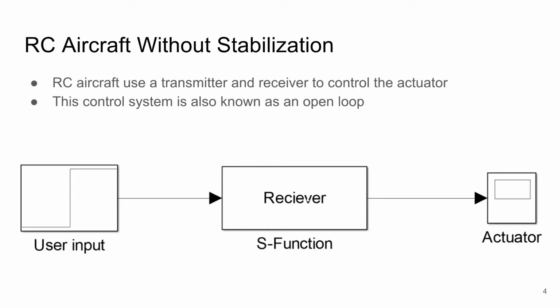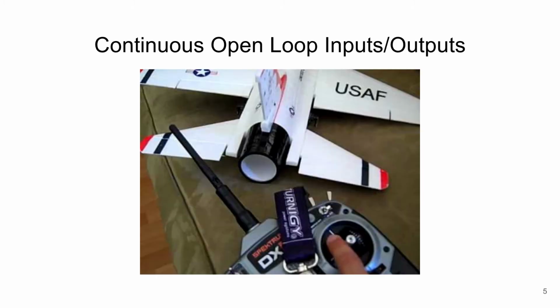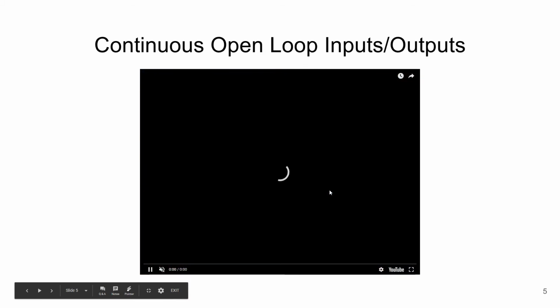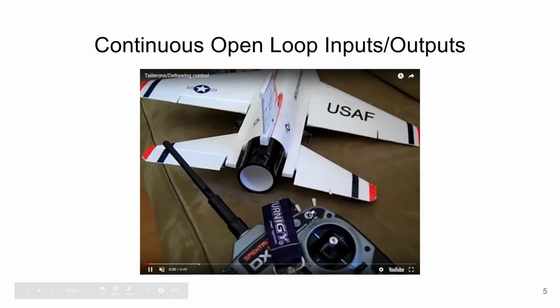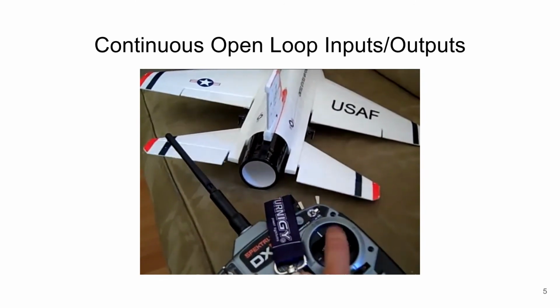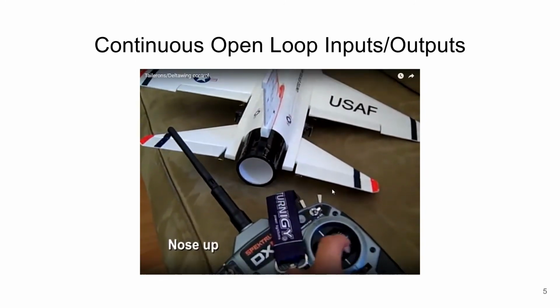An RC aircraft without stabilization uses the input from the pilot through the transmitter and receiver as a direct output to the actuators on the aircraft. Considering there is no feedback for the control, this is an open-loop system, with the pilot's observations being closest to any form of feedback to the control system. So for a quick example, in this video we can see that the pilot's movements, acting as an input, are directly translated to an output on the control surfaces of the aircraft.